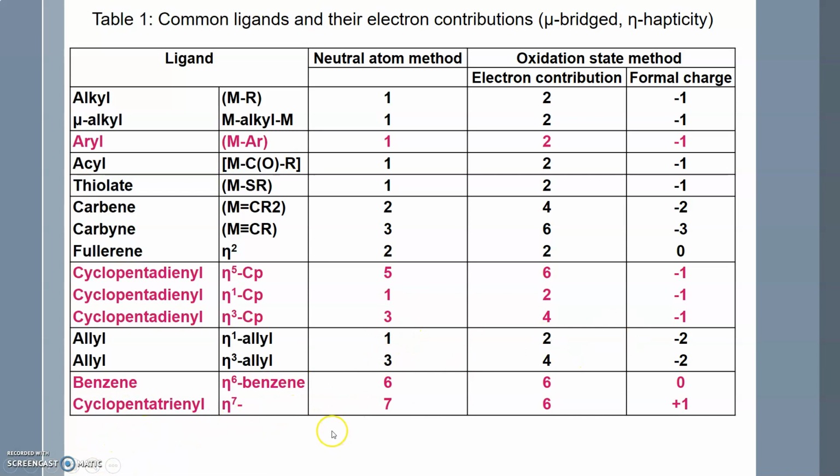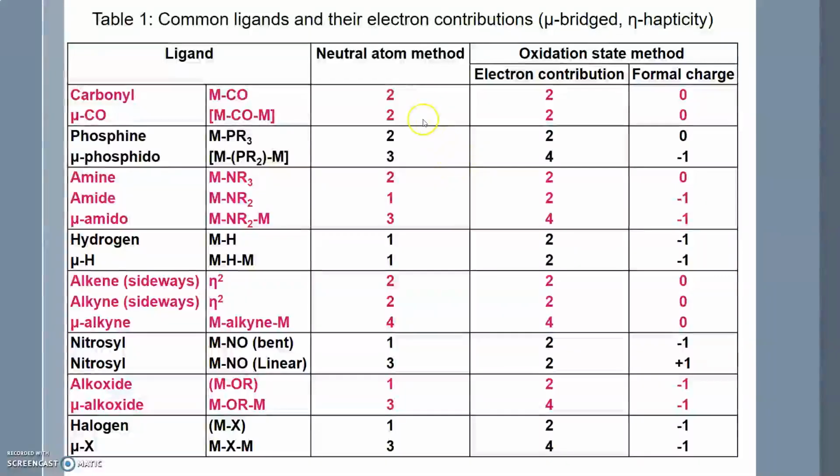Then the next one is benzene. Benzene and the cyclopentatrienyl are given here. Benzene is a neutral compound, so the electron count in both the cases is 6, whereas cyclopentatrienyl is considered as a positively charged ligand. So the electron contribution will be 6 in the case of oxidation state method, but you add this, you get 7, which is considered as the electron contribution in the neutral atom method.